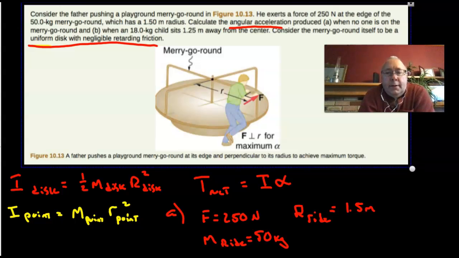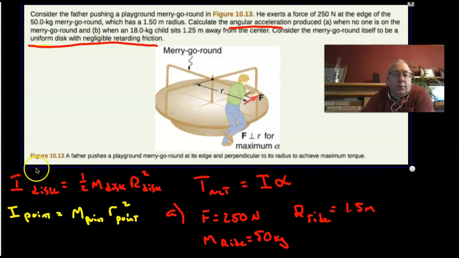So you've got the person who is going to push the merry-go-round and start it spinning at a perpendicular angle, so you get a maximum angular acceleration. And what's going to happen here is he's exerting a force of 250 newtons at the edge of the wheel, or edge of the, in this case it's a disc. It says here we can treat this merry-go-round as a uniform disc with no friction.